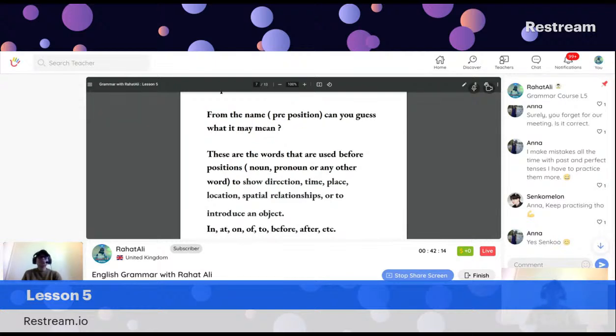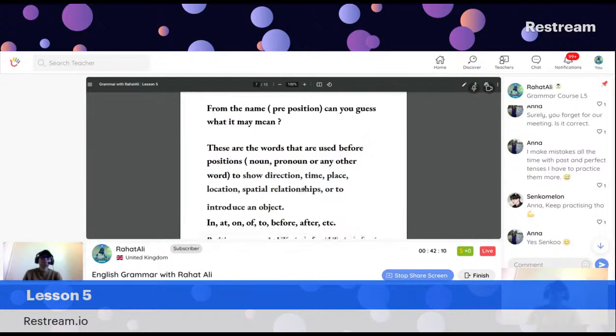So, do you know the meaning of spatial? Spatial. Sanko or Anna? If you know the meaning, then please let me know. Spatial, what does it mean?